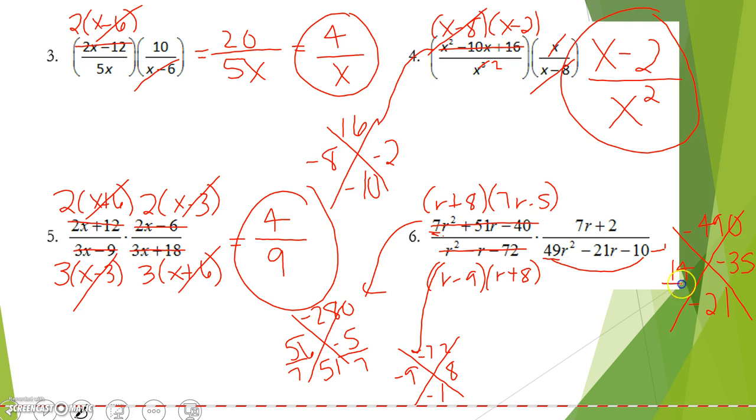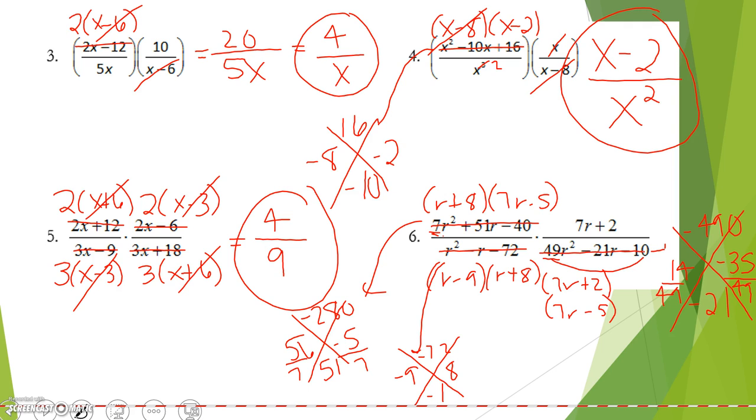Since there's a 49 up front, I need to divide both of these by 49. You'd have to go to your calculator and reduce those. 14 divided by 49 reduces to 2 over 7. So I would slide the 7 and keep the 2. So it would be 7r plus 2. 35 over 49 reduces to 5 over 7. So I would slide the 7, keep the 5. So it would be 7r minus 5.